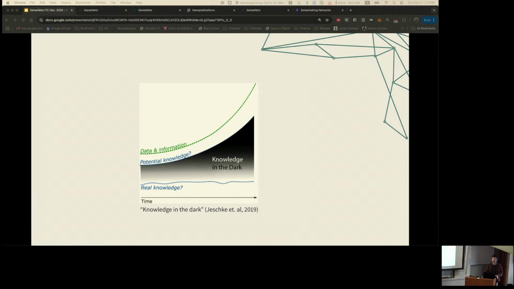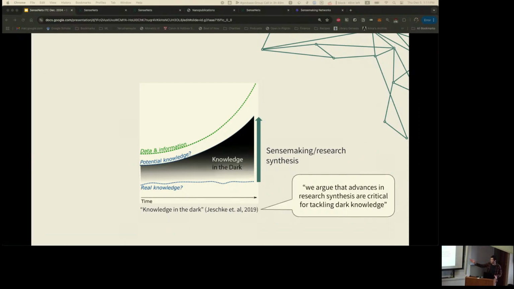These are vague terms, and if we have a little time, I can go into a little more detail on them. But sensemaking comes in here, because it's really the process of translating information into knowledge. It's from the cognitive science literature, and that's basically in a nutshell what it means. People also call it research synthesis. They also say in this paper that advances in research synthesis are critical for tackling dark knowledge. And that's what is going to help us harness more of this untapped dark knowledge.